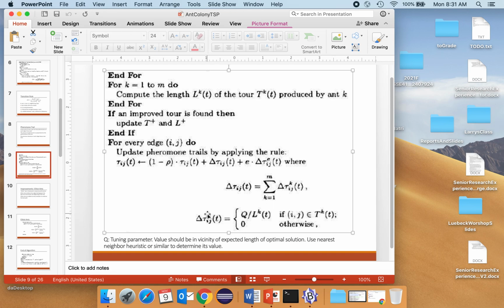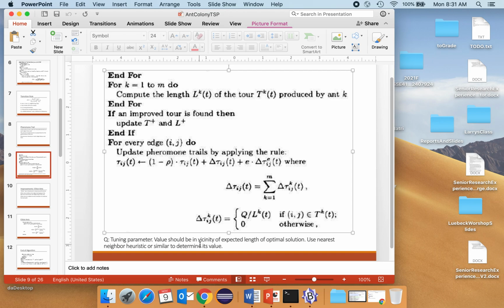So we're going to look at ant k. We're going to look at its solution, Q, and we divide it by, I'll tell you what Q is in a minute, the actual length that it has found. Okay, so what is Q? So this is kind of interesting. Q is kind of a tuning parameter. The value is in the vicinity of the expected length of an optimal solution. So typically we use a different algorithm, the quick algorithm, to find a reasonable ballpark tour.